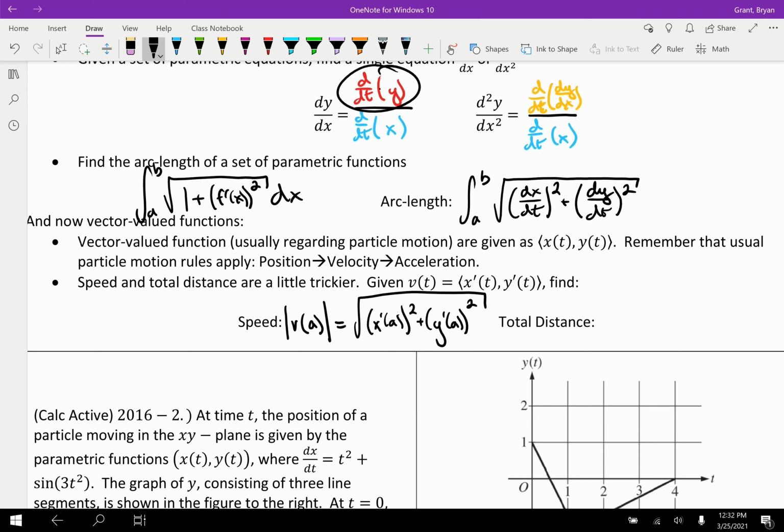So if they ask you, what is the speed of the particle at 3? Well, you just do this over here. Now, realize that if you only had one component, because last class you talked about particle motion that only had one of these, one-dimensional particle motion instead of this two-dimensional, well, then it's actually the same thing. It'd just be the square root of, there's only one component now, so it's x prime of a squared.